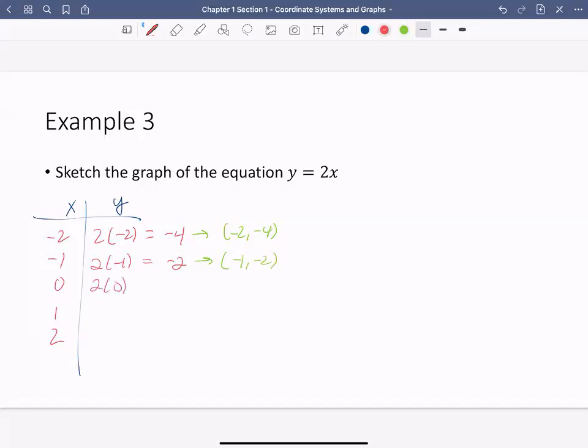Now I have 0. What's 2 times 0? 0. Oh, look, it's going to be a point at the origin. And I keep going with this.